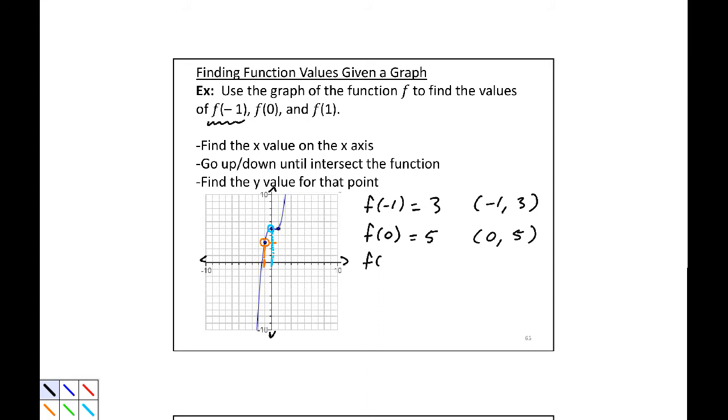F of 1, for that, we want to go to an input value of 1. That's here. Trace up to that point right there. And it is at an output value, or a y value, of 5, just like the other. F of 1 equals 5, which corresponds to a point of 1, 5 on our graph.